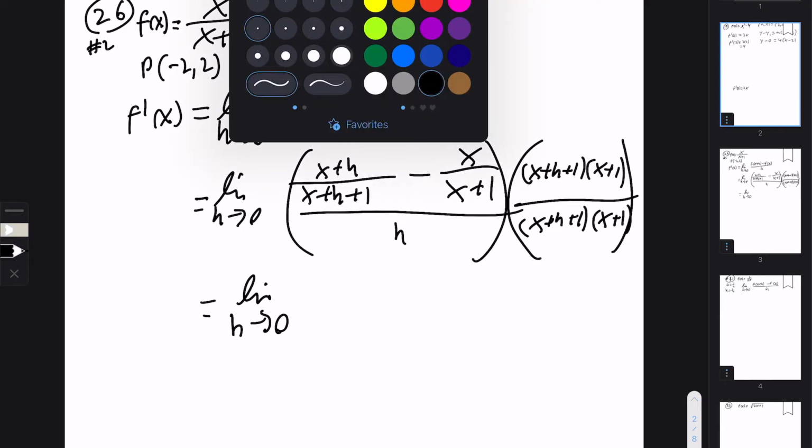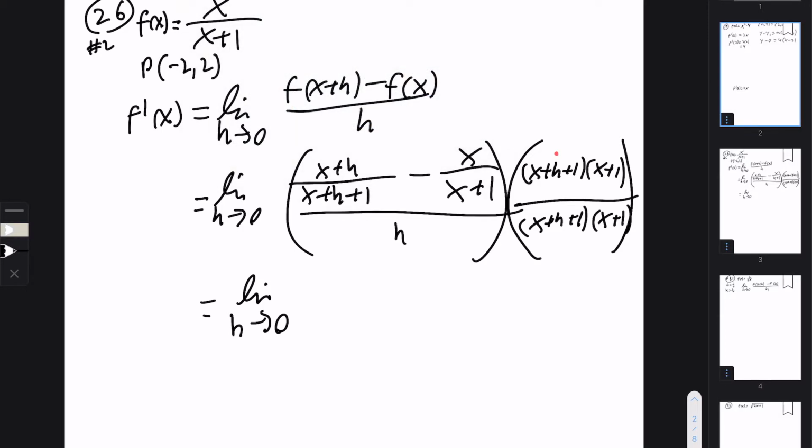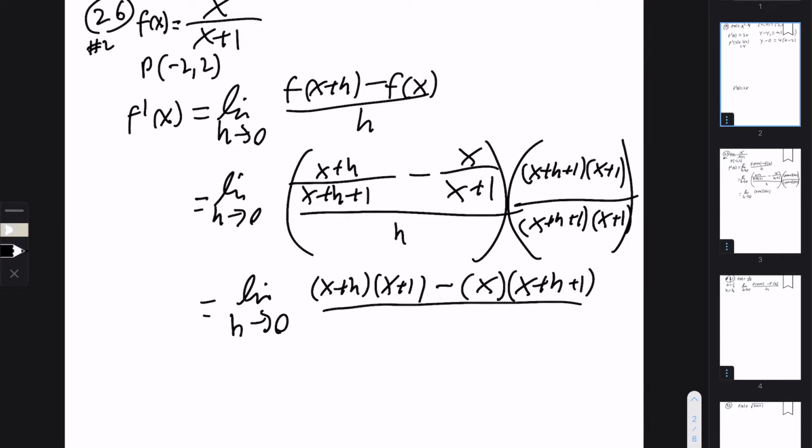When we distribute this to this, the x plus h plus 1 cancels, leaving the x plus 1. So let me copy that. We already had an x plus h, and now we have an x plus 1. When I distribute these, the x plus 1's cancel, leaving an x and an x plus h plus 1. So minus x and x plus h plus 1 all over everything on the bottom.